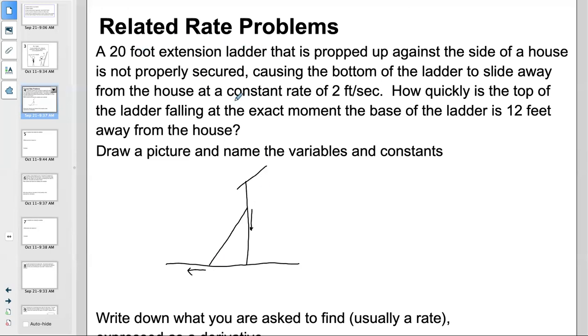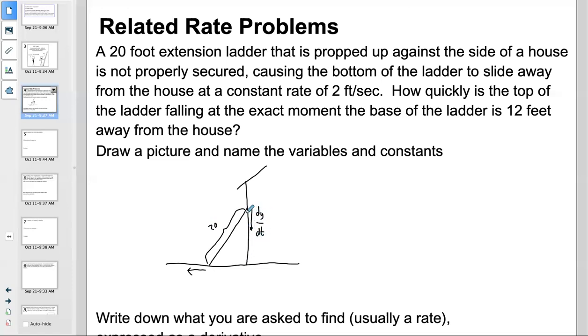In this problem, we want to draw pictures and name things. This distance here is going to be 20, and it's never not going to be 20 because the problem says the extension ladder is 20 feet long. This distance is y, but this arrow, from my thinking, represents a rate. It indicates that the top of the ladder is falling down, so I would think about this arrow as representing dy/dt, how fast y is changing with respect to time.